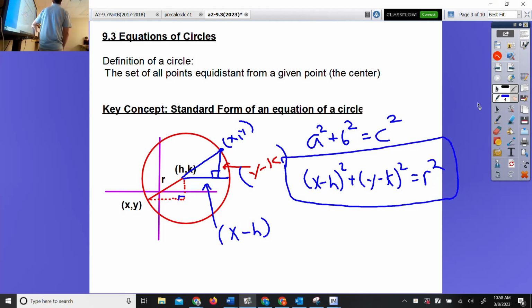So that's where it came from. The center is at (h, k). I don't know if you're writing these notes down or not. I hope you figure out what r squared is. Anyway, that's the standard form of a circle.